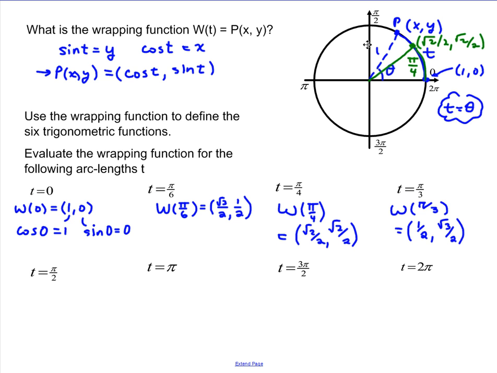As we also learned in our earlier section 5.3, at pi over 2 we do have an x and y coordinate where we have 0 and 1. So W of pi over 2 is the point (0, 1). And again, we would know that the cosine of pi over 2 ends up being 0, and that the sine of pi over 2 ends up being equal to 1.